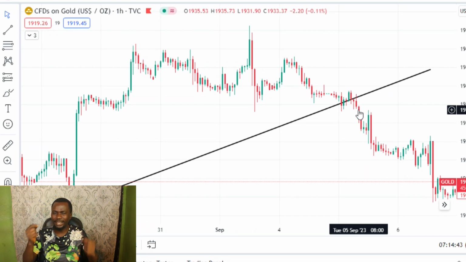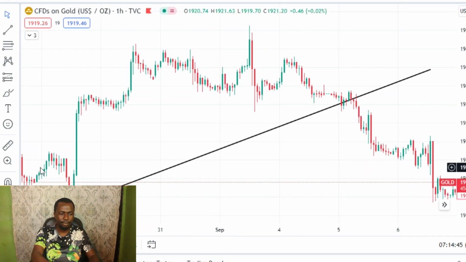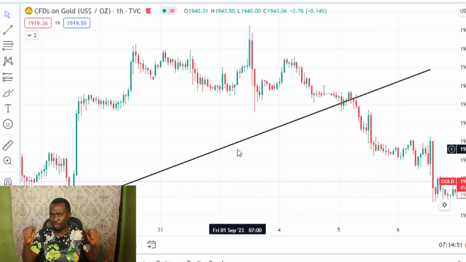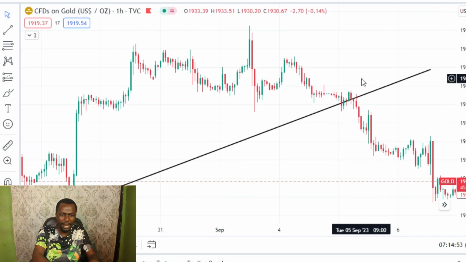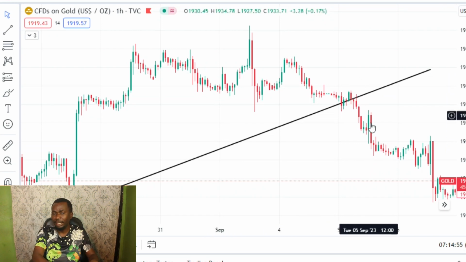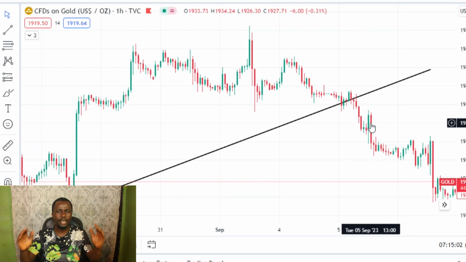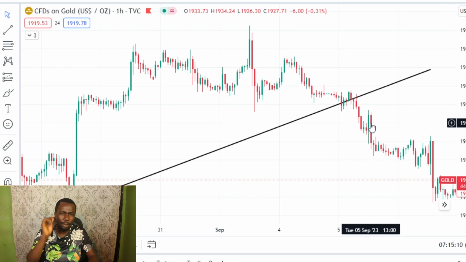If you have not listened, listen attentively again. When the price is clearly in an uptrend, respecting the trend line, you hold on to your buy position. But once the price breaks the trend line, know that the price has changed direction, the trend is no longer in an uptrend, rather the trend has changed direction into a downtrend, you are expected to close all your buy positions and open a new sell position.